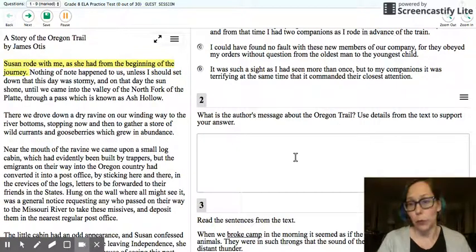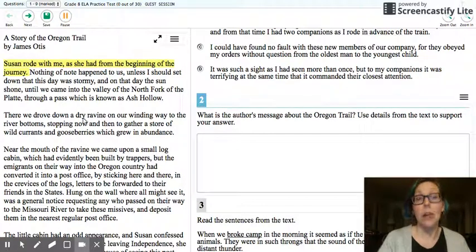The Oregon Trail was hard, but it's not a one-sentence answer that they're looking for. You'll notice this phrase right here, use the details from the text to support your answer. Specifically, I'm looking at that S in the word details. They want more than one detail from the text.